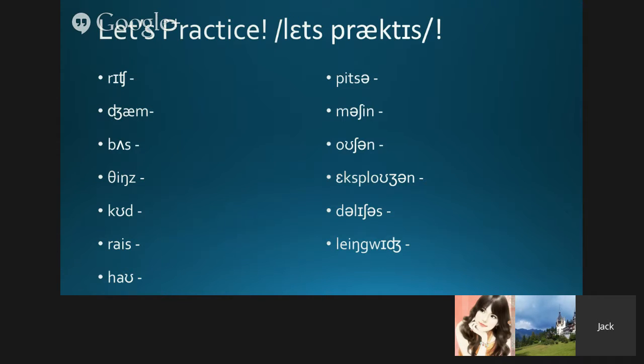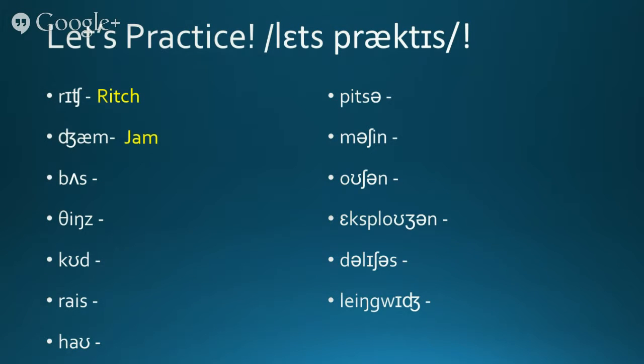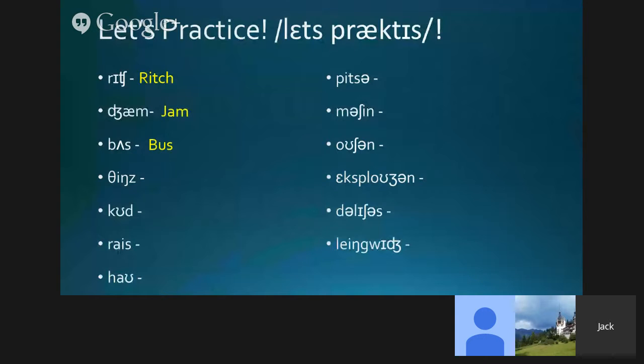So this first one is rich, as in that. This next one is jam. Then we have bus, bus. This one is things. It's spelled like that. So you can see that even though it's spelled like this in English, it's pronounced like that phonetically. Things. This one is could. The L is silent in that word. This one has a double vowel, rice.